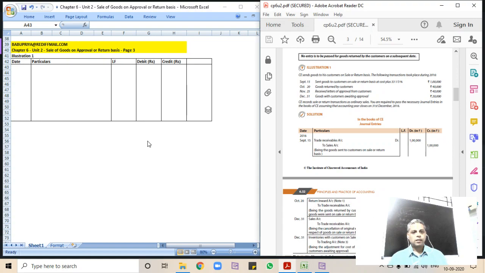We are in sale of goods on approval or return basis, right? Let's do a small recap of what it actually is before we get into the illustration. So, what is sale of goods on approval or return basis? We took an example of online purchases, or a wholesaler sending goods to the retailer, or the manufacturer sending it to the retailer, etc., where the goods are sent for approval.